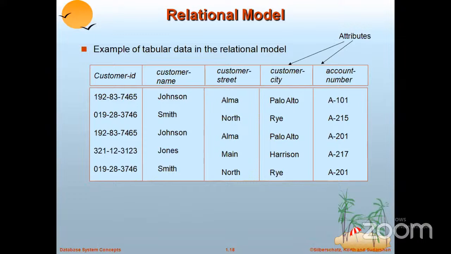Also, if you observe here, an example of tabular data in the relational model consists of ID, name, street, city, and account number. How many columns are there? Five columns, which give a complete description of the customer: customer ID, customer name, customer street, customer city, customer account number. If you split this table, we can join the tables again and get the same relation between the customer and the customer related tables. Let us see how we are going to split and get the data.